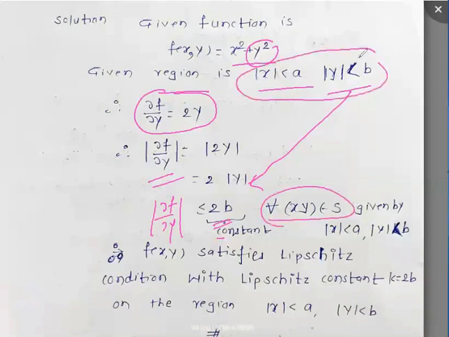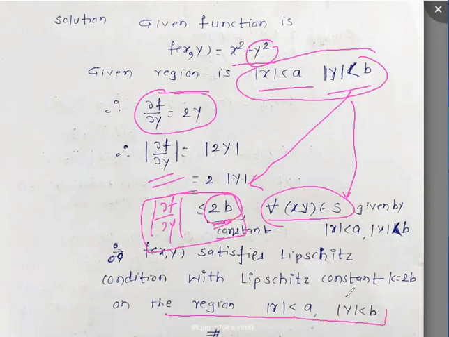This is a region S. For all points x, y in the region S, when this partial derivative with respect to y, its modulus is less than k, same constant can be used in the Lipschitz condition. So function satisfies Lipschitz condition with Lipschitz constant. What is the Lipschitz constant? K equal to twice b on the given region mod x less than a and mod y less than b. This is a region S, given region.